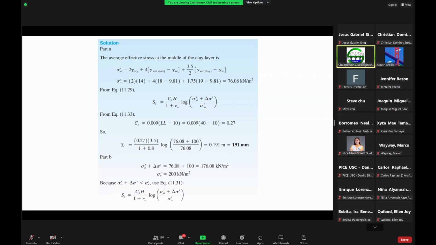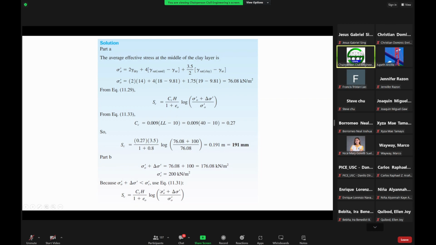pre-consolidation pressure. Because if you recall, there are two formulas, no? Whether it is below the pre-consolidation pressure or above the pre-consolidation pressure. So in this case, we now add the average effective stress to the stress increase caused by the foundation. That's equal to 176, which is less than the pre-consolidation pressure.